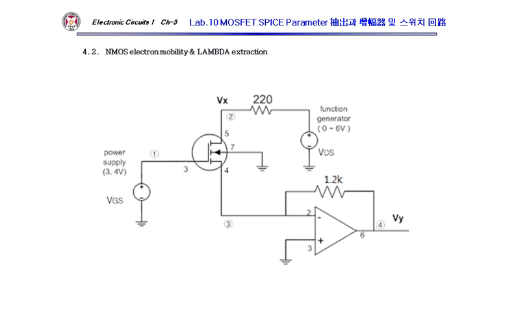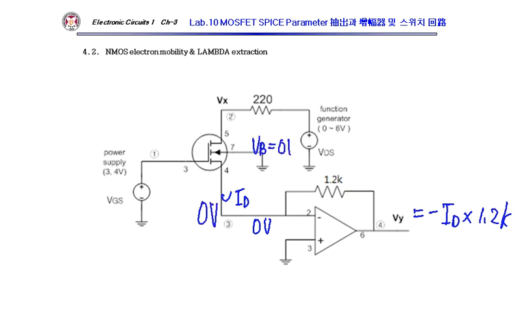Okay, next one. Mobility and lambda. How can I calculate the mobility and lambda? Again, by virtual ground, this is 0 volt. This Vy is just minus ID times 1.2K. Then the source is 0, bulk is 0. Then I need some positive supply and also negative supply for this op-amp.